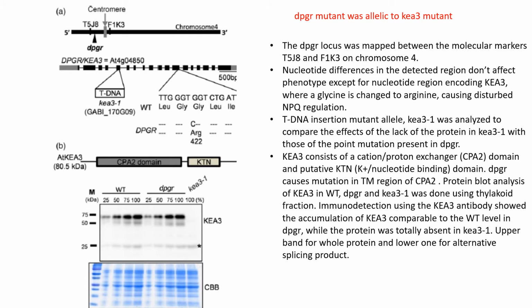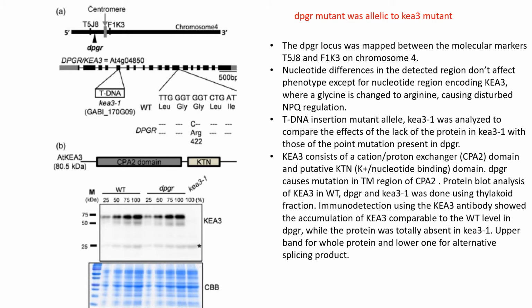Protein blot analysis of KEA3 was done for the wild type, the DPGR mutant, and the KEA3 knocked out mutant. Of course, for the knocked out mutant, there was no KEA3 observed in the fraction. However, for the DPGR mutant and the wild type, we see that there is KEA3 present at almost the same level.